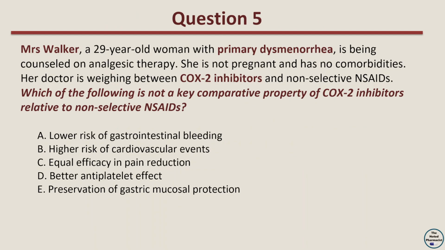Question 5. Mrs. Walker, a 29-year-old woman with primary dysmenorrhea, is being counseled on analgesic therapy. She is not pregnant and has no comorbidities. Her doctor is weighing between COX-2 inhibitors and non-selective NSAIDs. Which of the following is not a key comparative property of COX-2 inhibitors relative to non-selective NSAIDs?